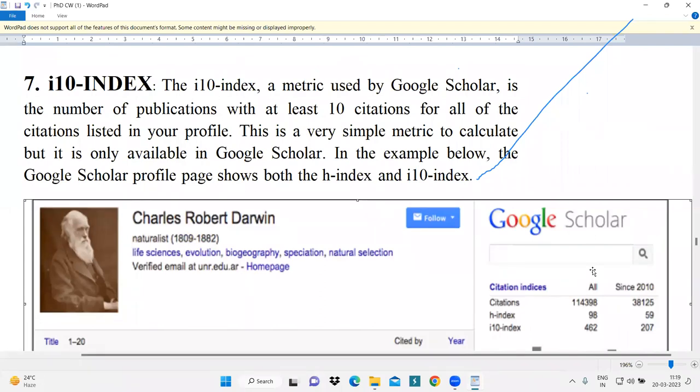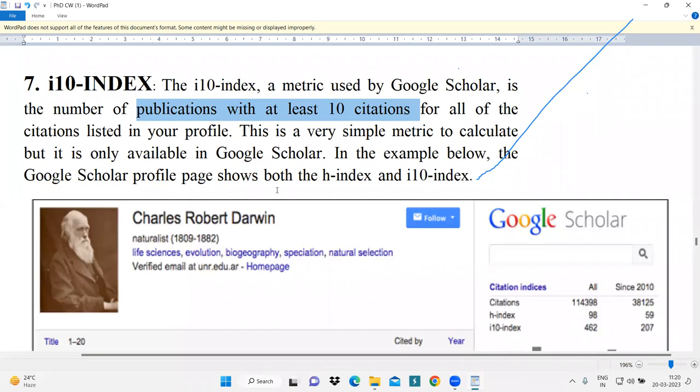Then we come to the I-10 index. What is the I-10 index? It is a metric used by Google Scholar. There are different metrics by different databases; we have done Scopus and Web of Science. H index and G index we have done. This I-10 index is calculated by Google Scholar for any particular author. It is the number of publications with at least 10 citations. Any particular paper having 10 citations is counted in the profile. This is a very simple metric to calculate, but it is only available in Google Scholar.